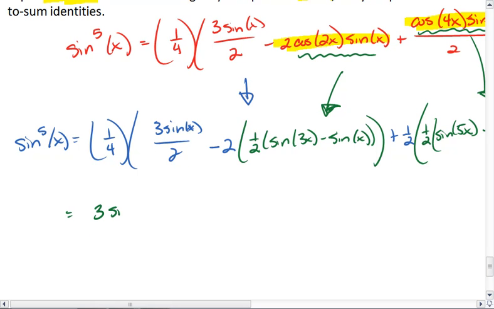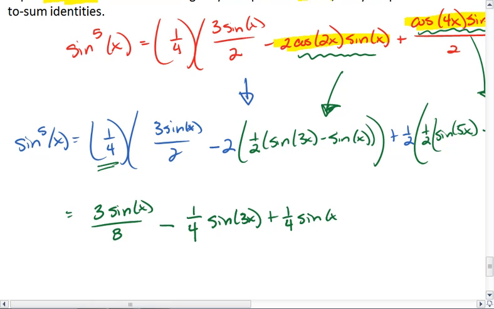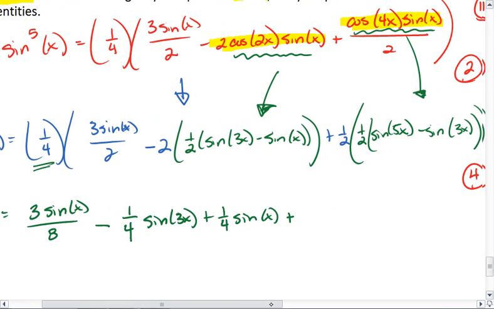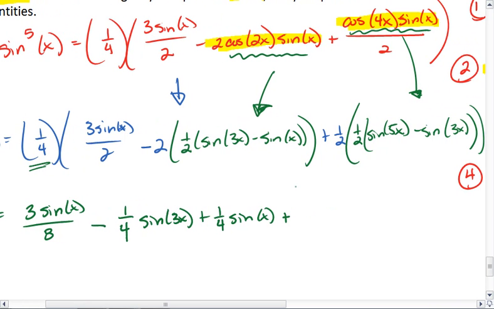We get 3 sine x over 8 minus, 2 distributes to negative 1/2, so we get negative 1/4 sine of 3x. 2 distributes again, and so does this 1/2. So we get plus, as well as this 1/4. You gotta be careful about that. Plus 1/4 sine of x plus, okay, over here we have 1/2, 1/2, 1/4 that all distribute.